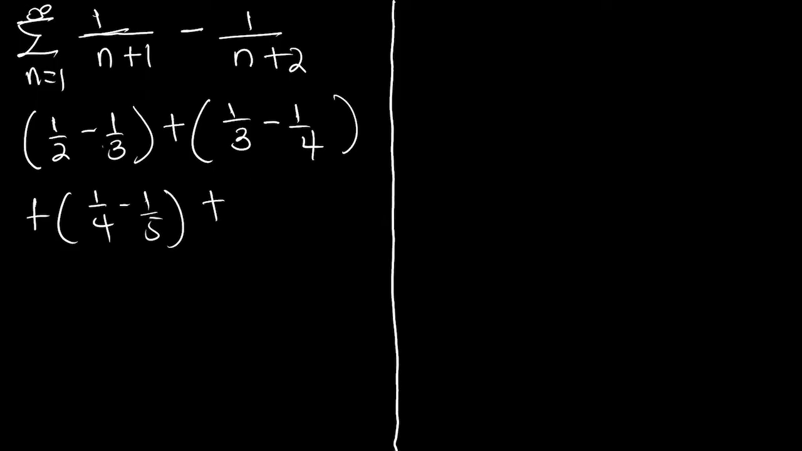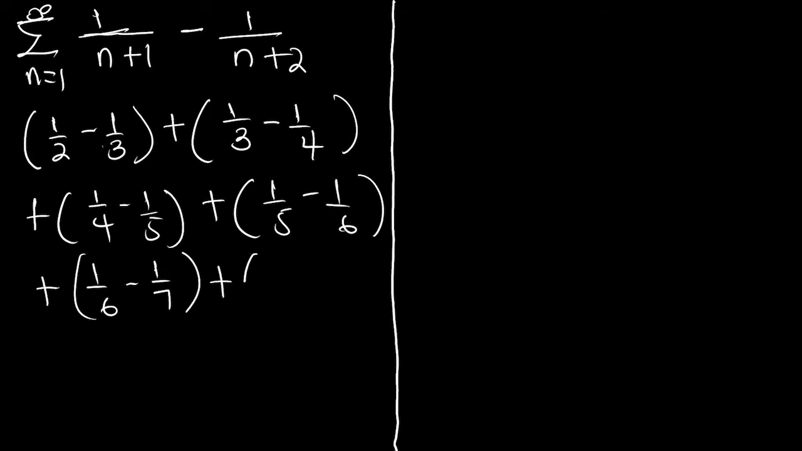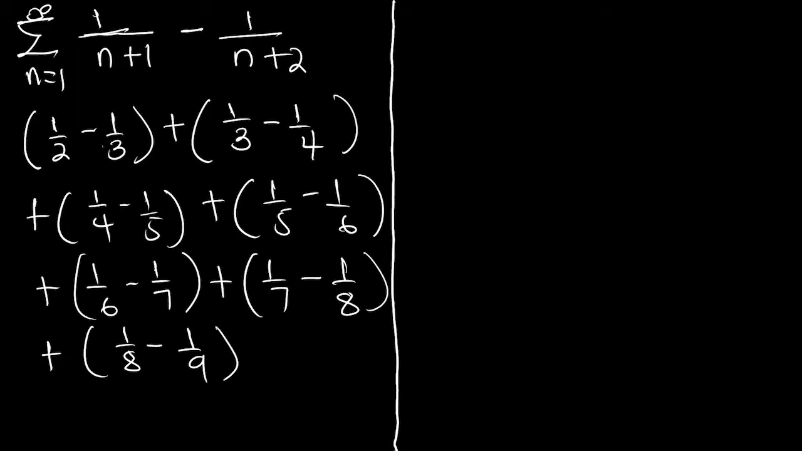So you see the pattern. 1 over 5 minus 1 over 6, plus 1 over 6 minus 1 over 7, plus 1 over 7 minus 1 over 8, plus 1 over 8 minus 1 over 9. In that order. So like usual, we are going to write up to the last term. So plus 1, 2, 3.